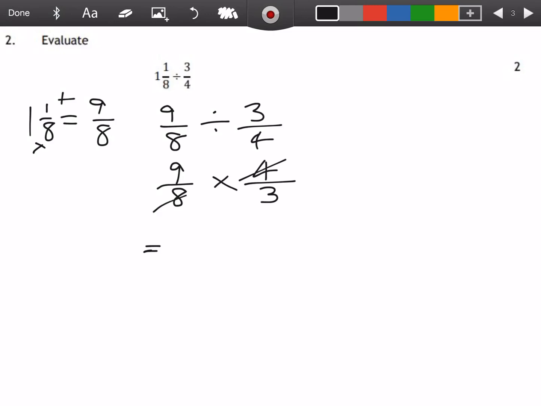4 and 8, divide them both by 4. 2 and 1. The 9 and the 3, I can do a wee bit of simplifying here as well. Divide the top and bottom, 9 and 3, by 3. A 1 and a 3. 3 times 1 is 3, along the bottom 2 times 1 is 2. So 3 over 2, or you can write 1.5, it doesn't actually matter which way you write it. Okay?